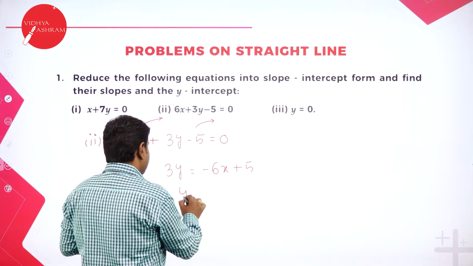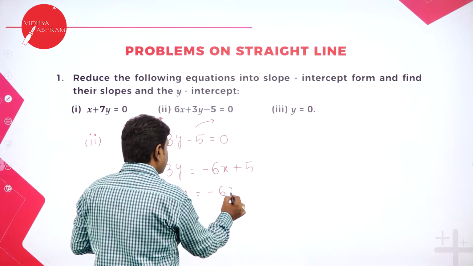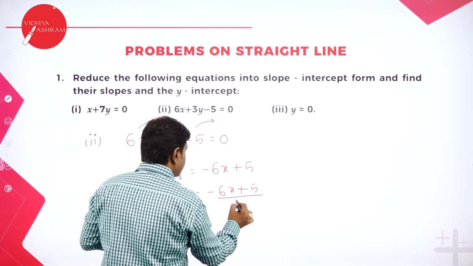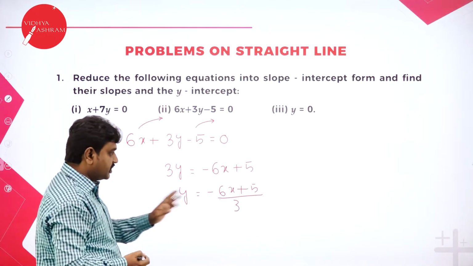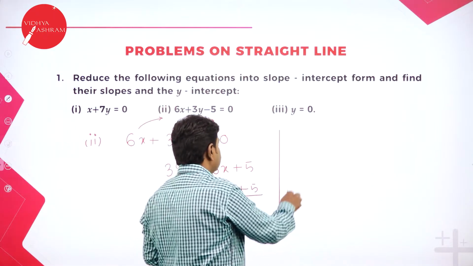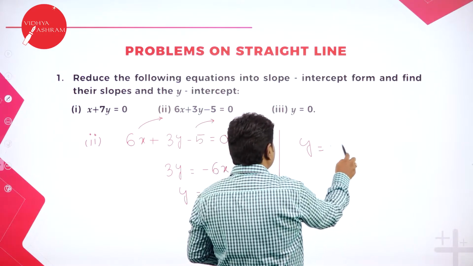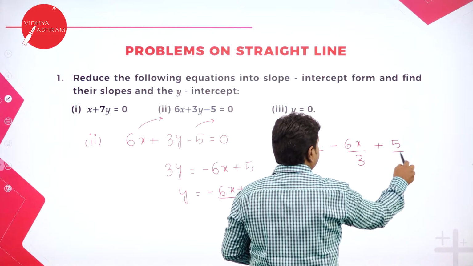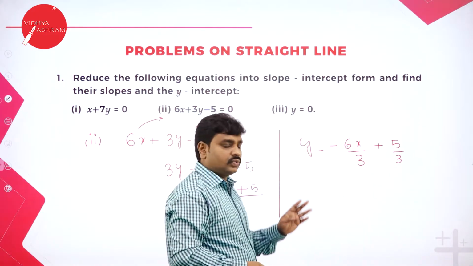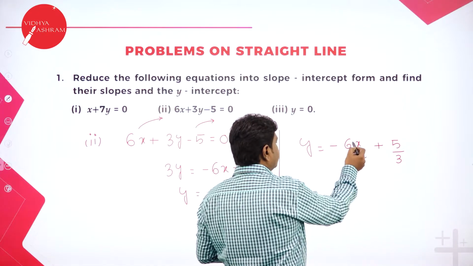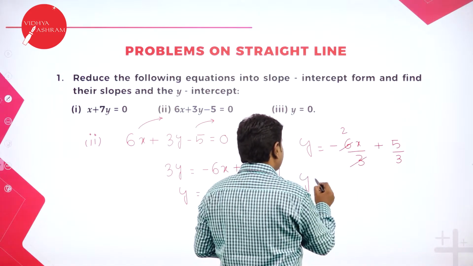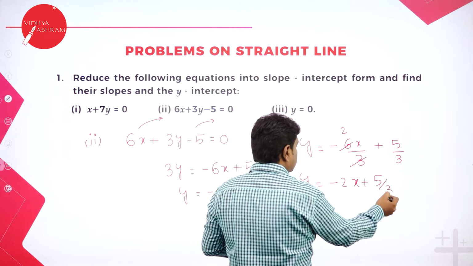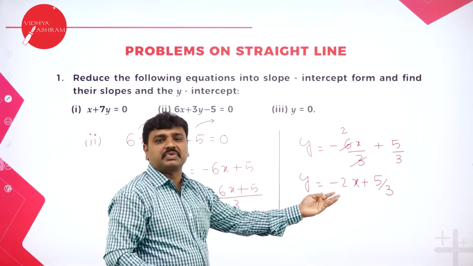So y is equal to minus 6x plus 5, whole thing divided by 3. Now split this. If you split this, it will become y is equal to minus 6x by 3 plus 5 by 3. Now further it is divisible: 3 ones are 3, 3 twos are 6. Finally we got the answer as what? Minus 2x plus 5 by 3. Now it is in what form? y is equal to mx plus c form.